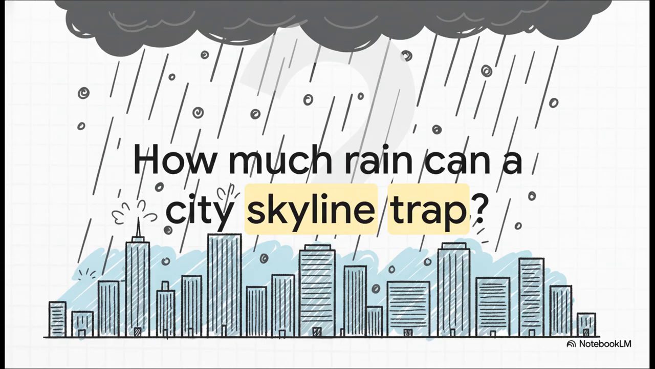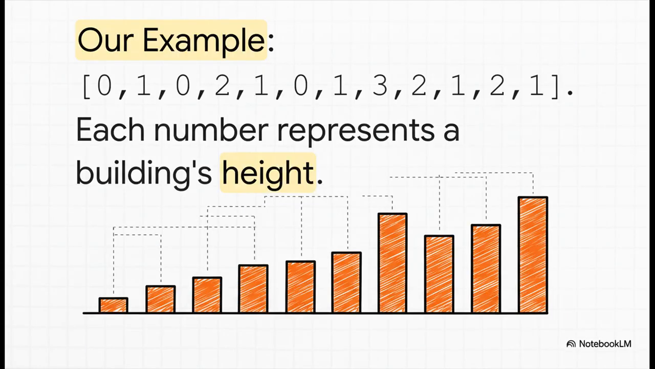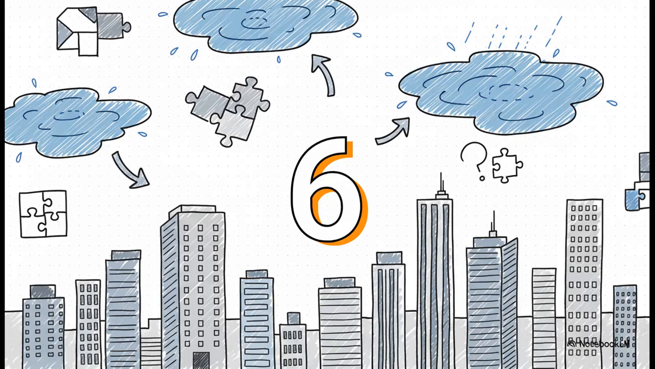skyline can hold. To make this real, we're going to be working with this exact elevation map for our whole deep dive. Every number you see there is the height of a single building, and we'll just assume each one has a width of 1 unit. You can kind of already see the peaks and valleys just by scanning the numbers, can't you? And for this specific skyline, the answer is 6. 6 units of trapped water.